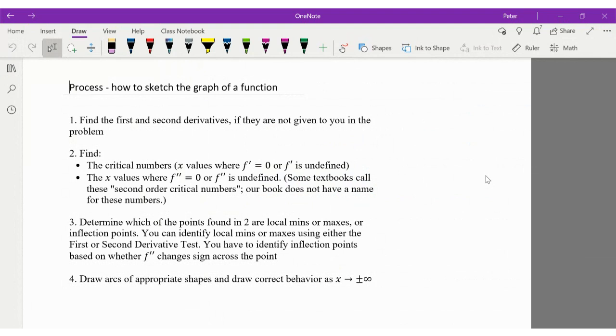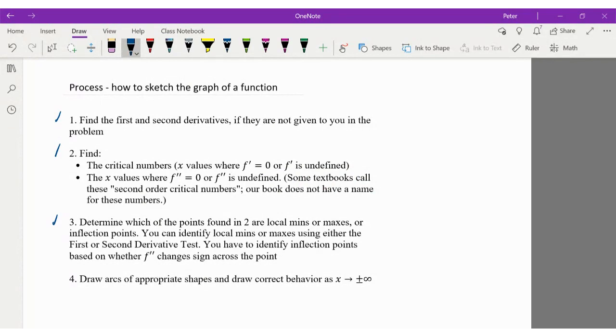So next thing you do is you find the critical numbers, the places where f prime is 0 or undefined, and then you also find the places where f double prime is 0 or undefined. That's steps 1 and 2. For number 3, what you want to do is really determine whether the points that you found in 2 are local mins or maxes or inflection points, because that's going to tell you when you have to change from increasing to decreasing, or when you have to change the concavity of the function.